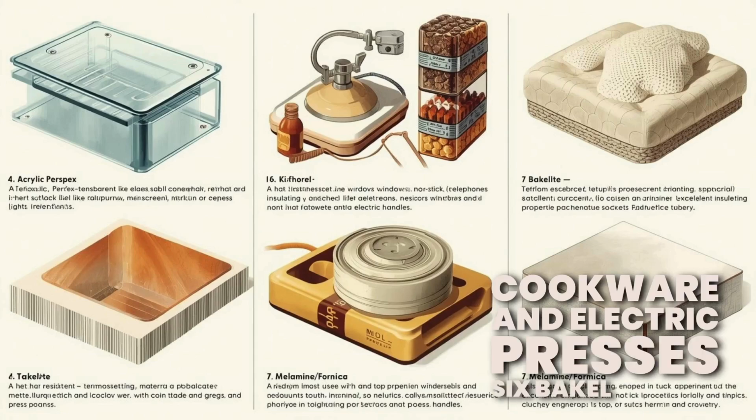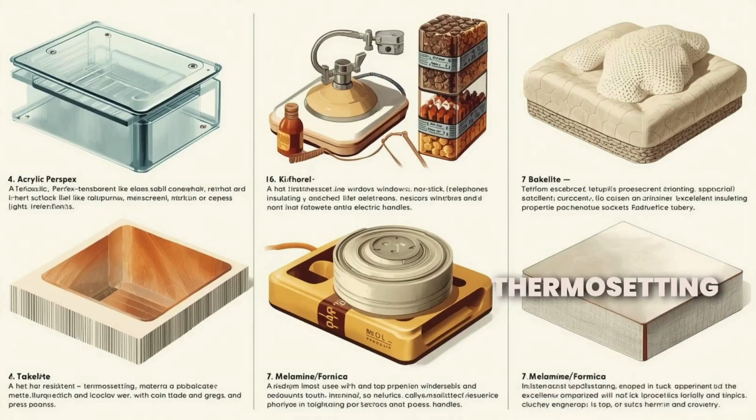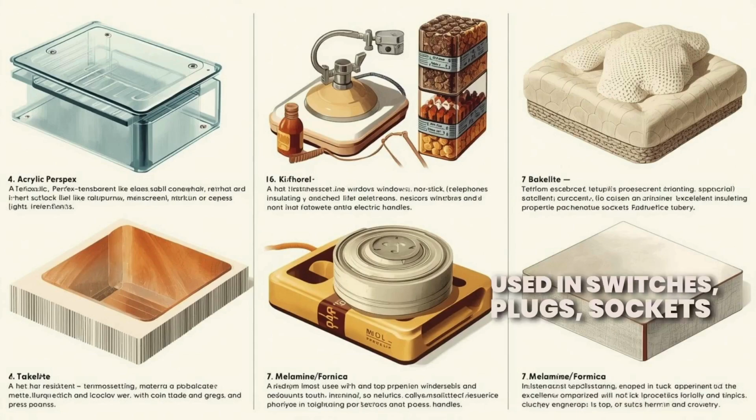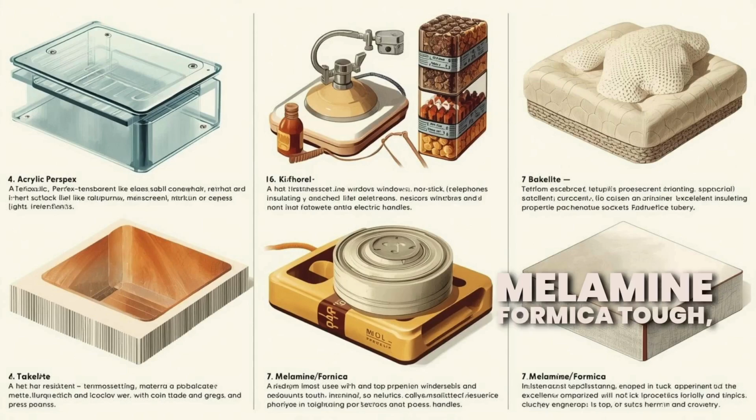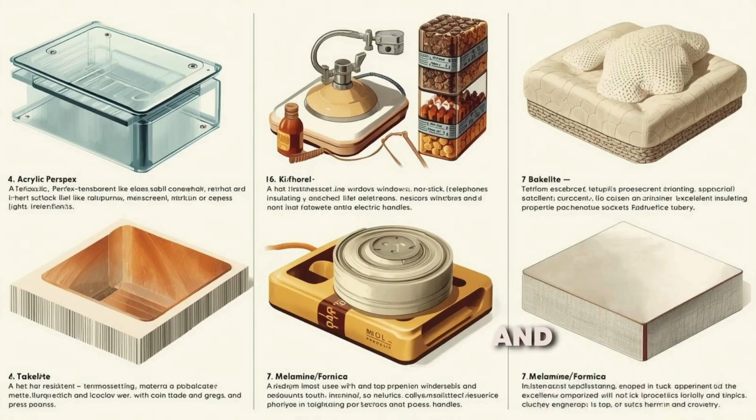6. Bakelite. Hard, thermosetting, good insulator. Used in switches, plugs, sockets, press handles. 7. Melamine, Formica. Tough, smooth, heat-resistant. Used in tabletops and crockery.